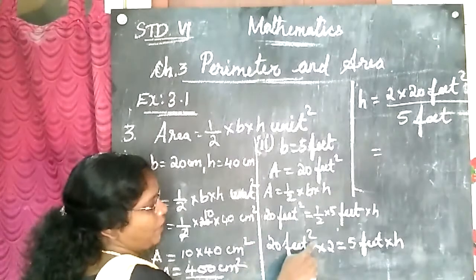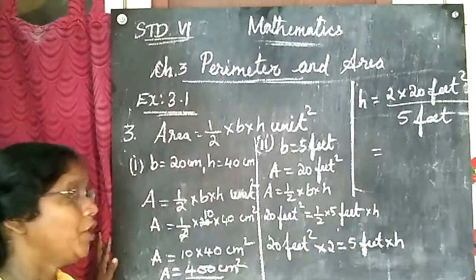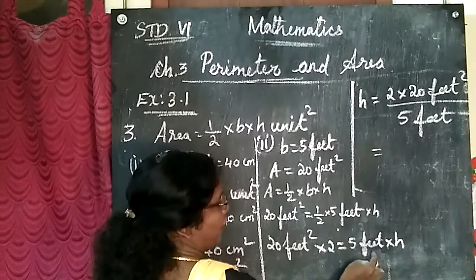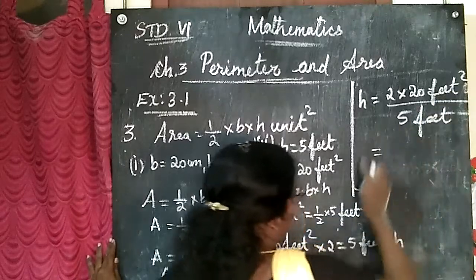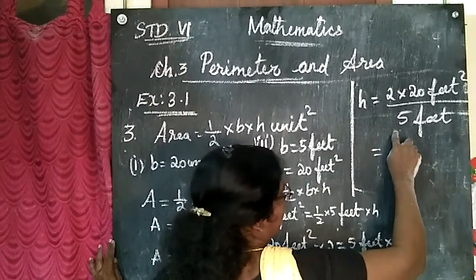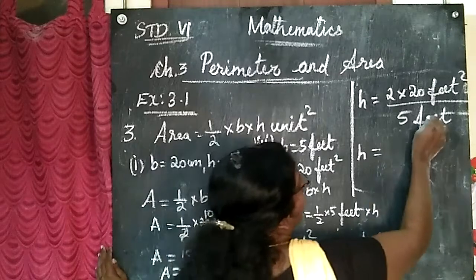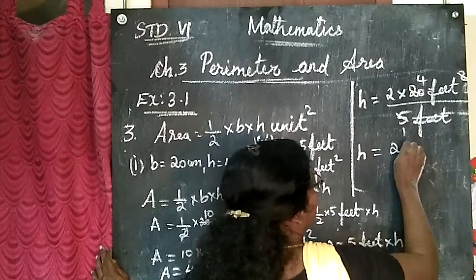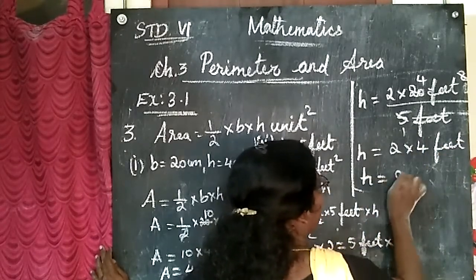So 20 feet square multiplied by 2 is equal to 5 feet into H. Now we need to find out what? Height, H. So that one you keep as it is. This 5 feet you bring this side. So 2 into 20 feet square. Here this 5 is coming this side. So after the equation it will become division. So 5 feet is divided here. So now H is equal to, 1 feet cancels. 1 5 is 5, 4 5s are 20. So 2 into 4 feet. That is what? H is equal to 8 feet.